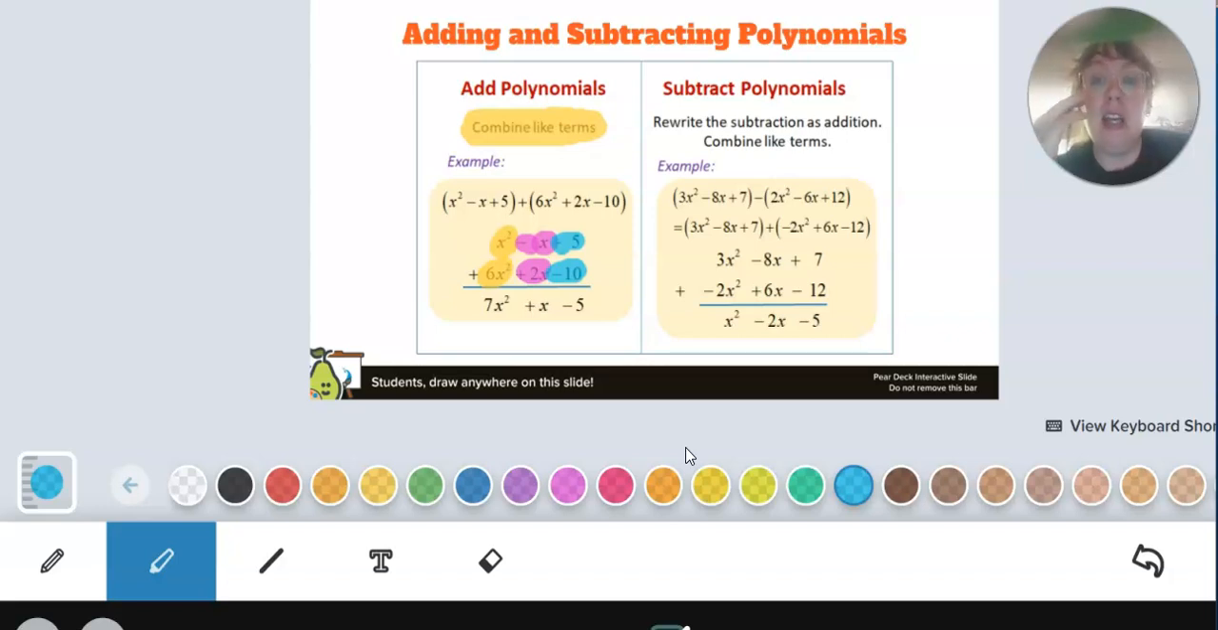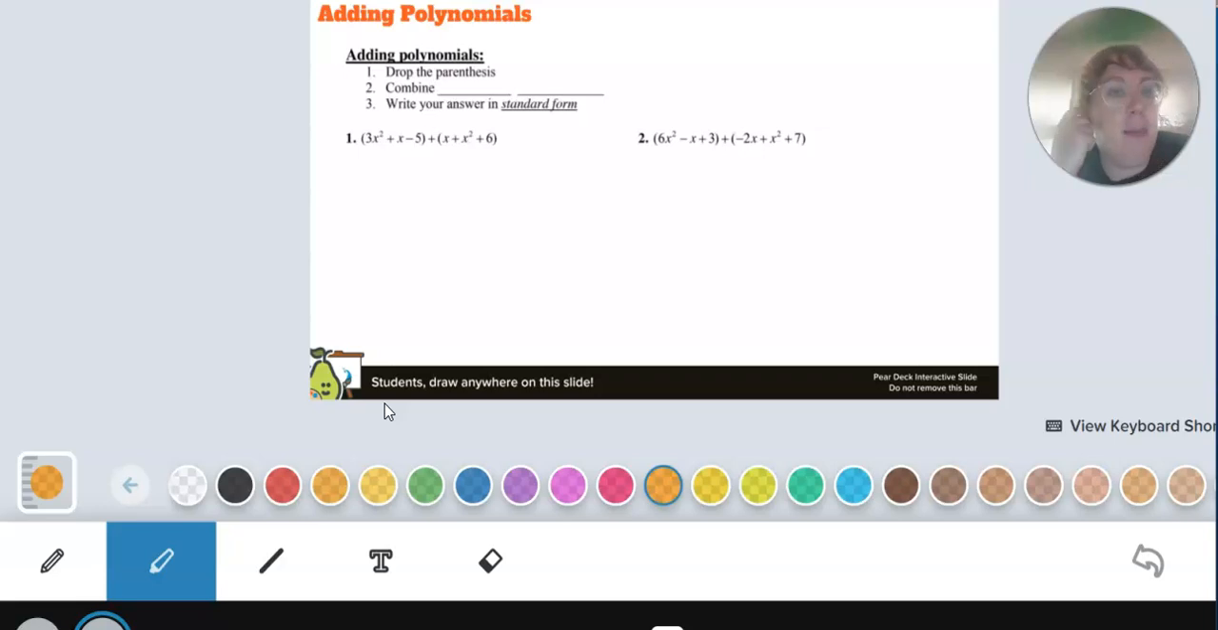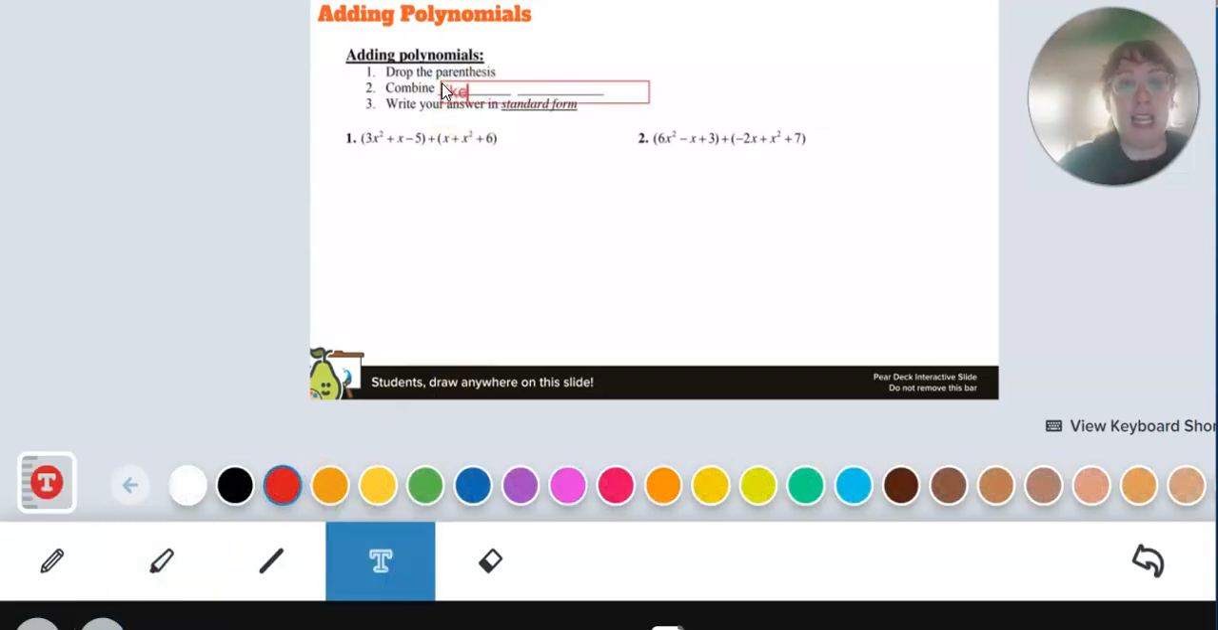Subtraction is the same idea, but the first thing we always want to do when we're subtracting is distribute that subtraction sign. So we have to be careful with that. It doesn't matter as much with addition, but with subtraction, we have to make sure we're changing the signs before we start combining. So let's get some practice in on slide 9. Add polynomials. We're going to focus on addition first. We will drop the parentheses, and then we're going to combine what we call like terms. Combine like terms, and then put your answer in standard form, like we've been looking at with the past examples.